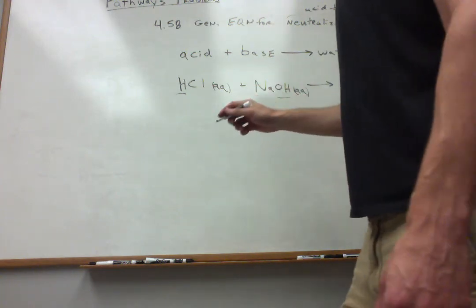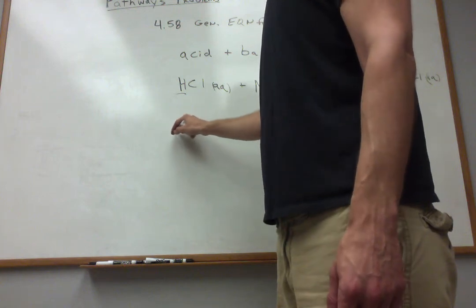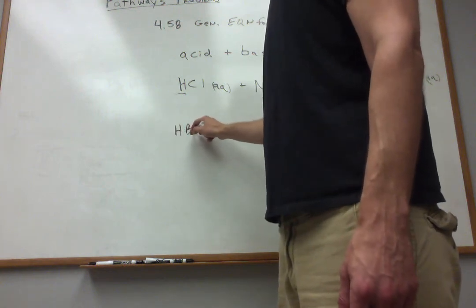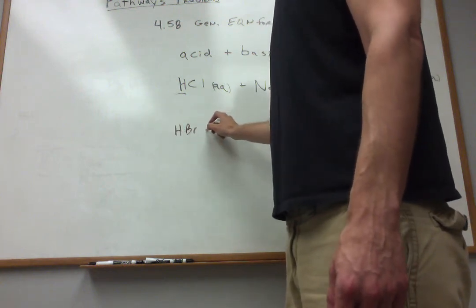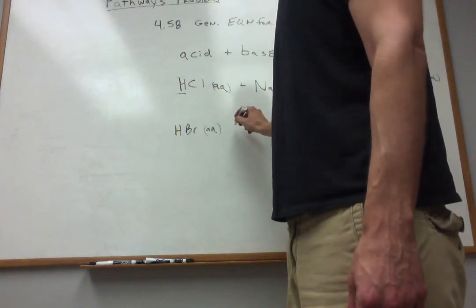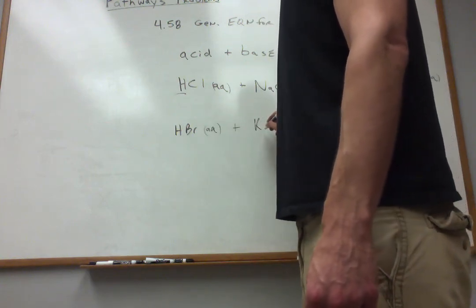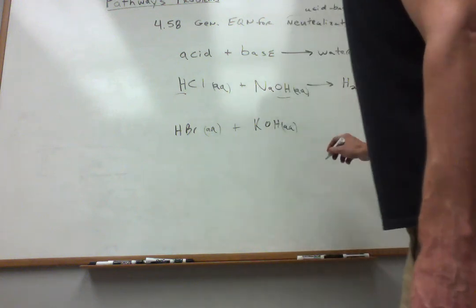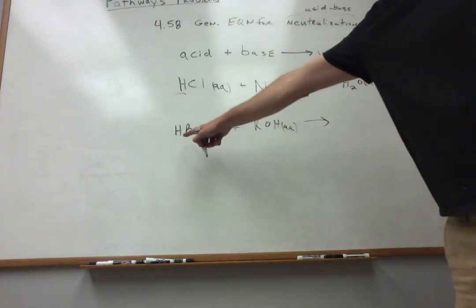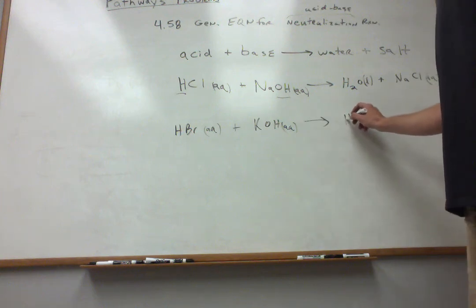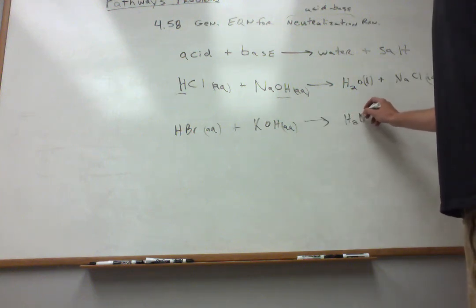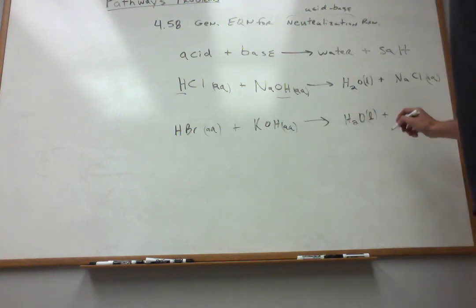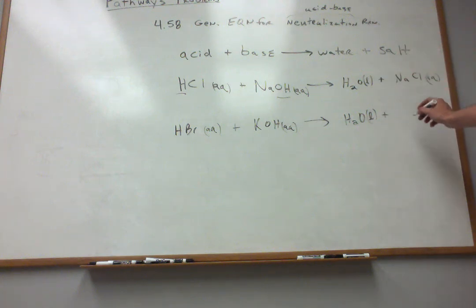For instance, what if I started with HBr aqueous, also a strong acid, and I reacted it with KOH. Now, the H+ and the OH- is still going to make water. Salt will have a different identity. Here it's going to be KBr, or potassium bromide.